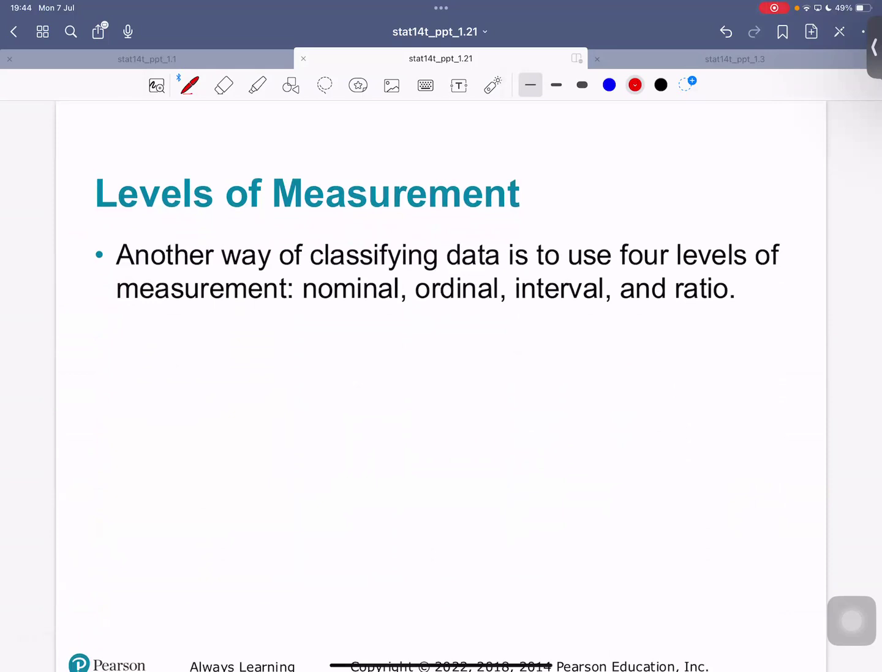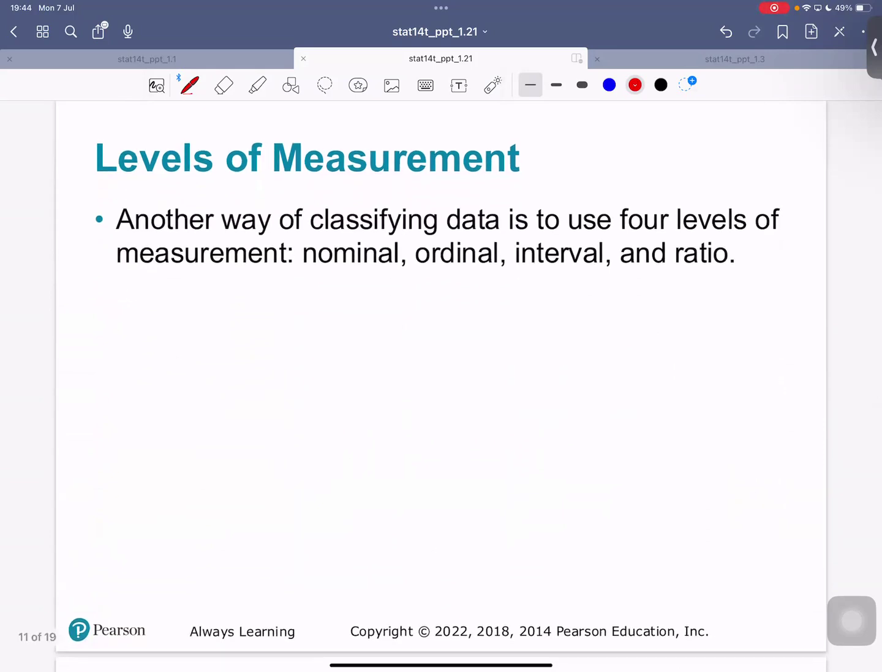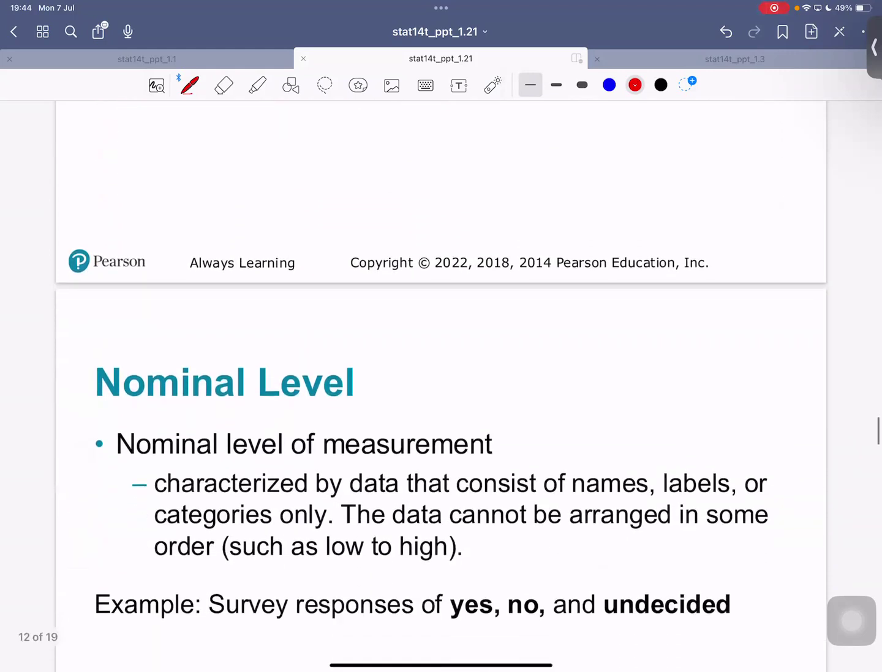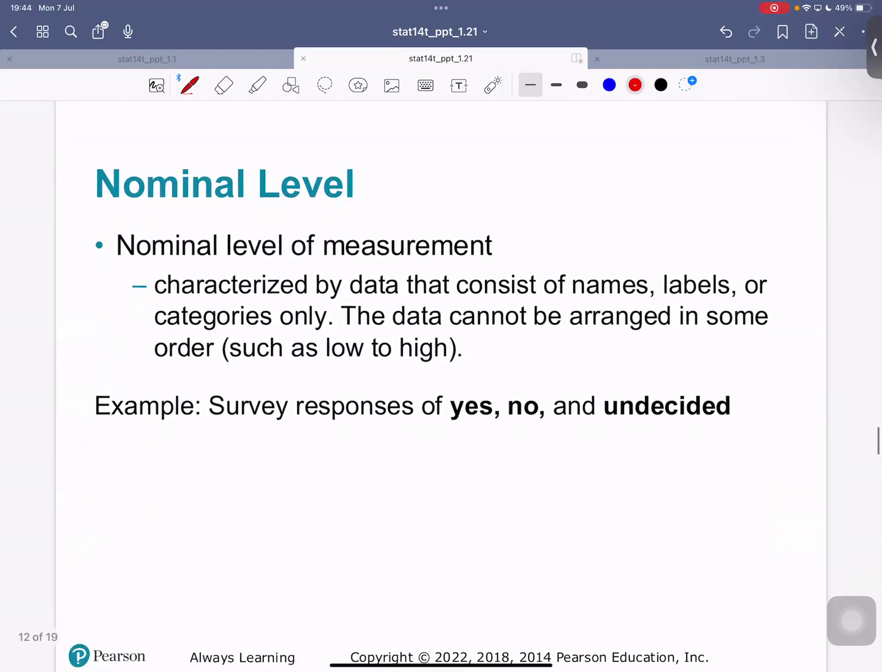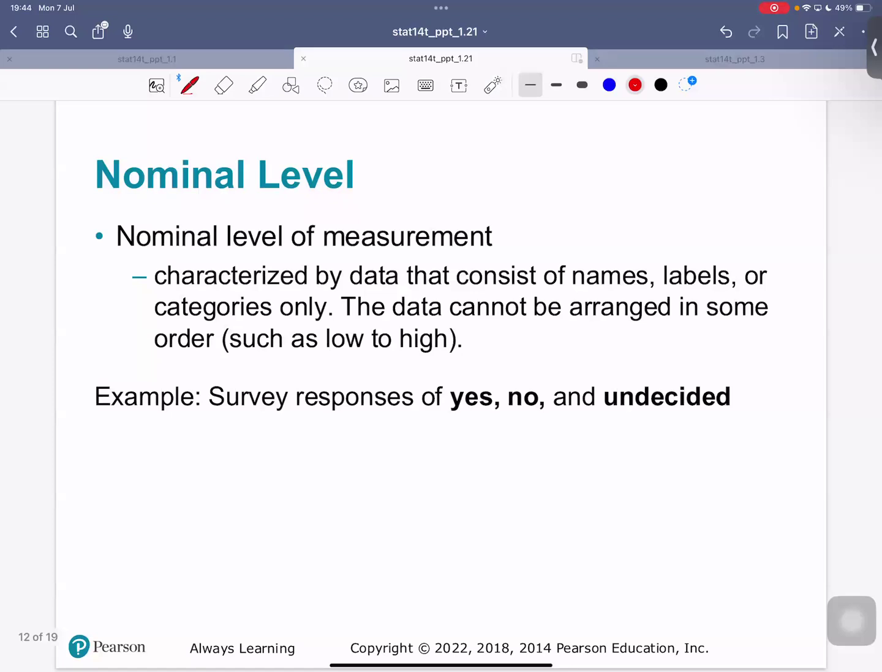Levels of measurement. Another way of classifying data is to use four levels of measurement: nominal, ordinal, interval, and ratio. Let's consider the four of them. But before moving to them, any questions so far? Qualitative data, we didn't separate into anything, right? But quantitative data, we separate into two types: one is discrete, one is continuous.